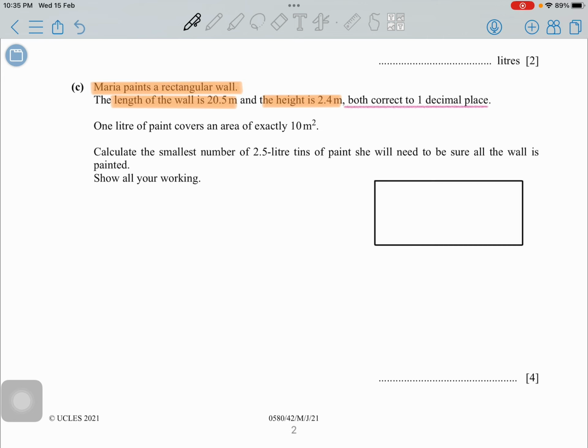Of course, you draw a rectangle and we know the length is 20.5 and this is 2.4, but it is correct to one decimal place. It means, for example, for this case 20.5, let's say if I have 20.53 and I round this to one decimal place, I'm still getting 20.5. So you have to guess all the possible values which are within the bound. So for 20.5, I know the lowest that I can go is 20.45. You see, if I round to one decimal place, I will still get 20.5.